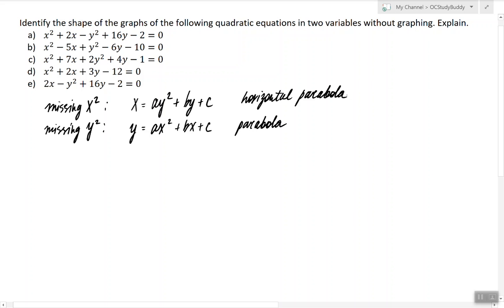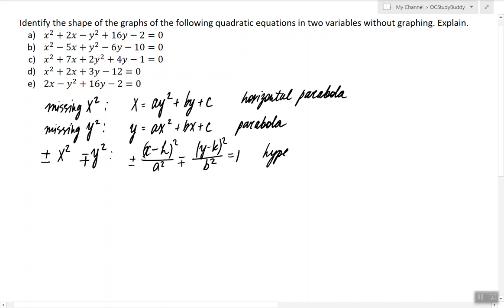Now, if they both are present and have opposite signs, meaning the coefficient of x squared is positive but the coefficient of y squared is negative, or the coefficient of x squared is negative but the coefficient of y squared is positive, that means the equation can potentially be written in this form, if the coefficient of x is positive and the coefficient of y is negative, or it can be written in this form. Both are equations of a hyperbola.